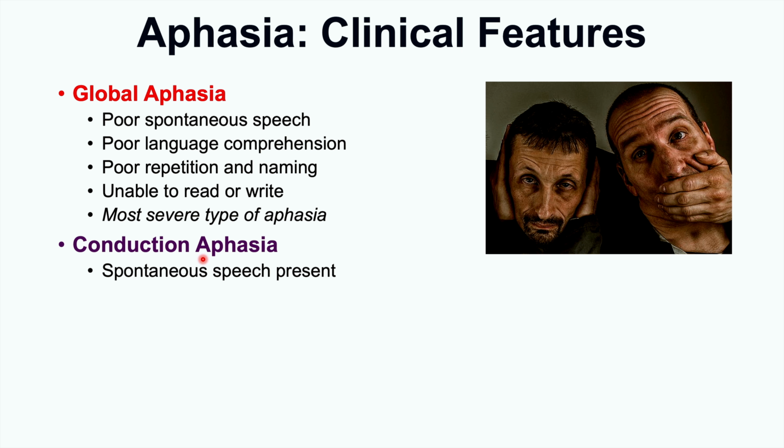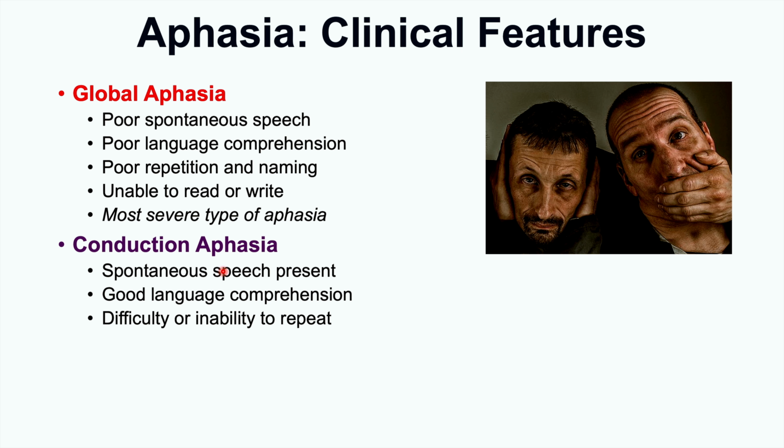So Broca's area is intact, meaning that they can speak, they have spontaneous speech. Wernicke's area is intact, so they have good language comprehension. So you might be wondering what happens when the arcuate fasciculus is affected. Well, this is actually where we start to see issues with difficulty or inability to repeat.